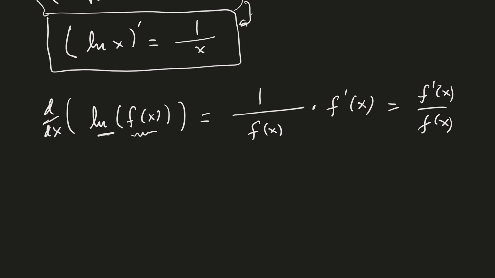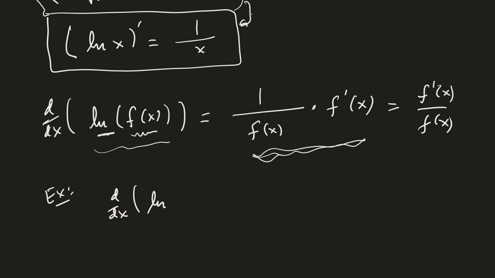You don't want to memorize this formula, but just remember that you have to use the chain rule when you're looking at something like the natural log of f of x. So for example, how would you take the derivative of the natural log of 1 plus x squared? I'll give you a moment.